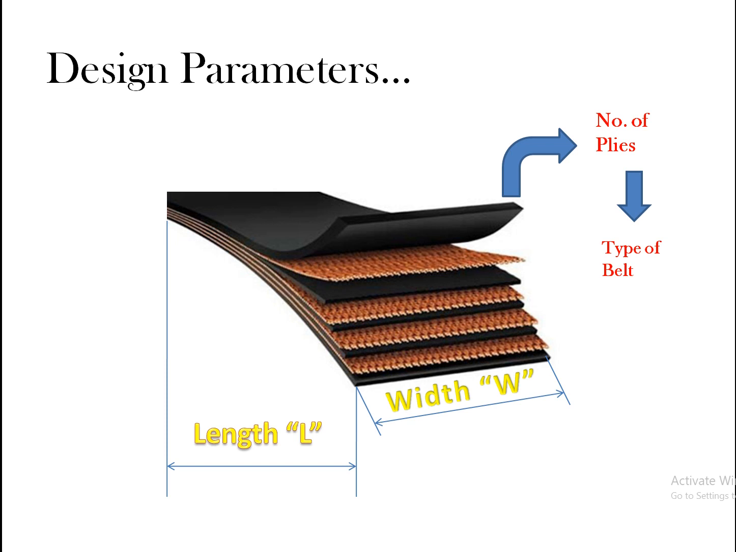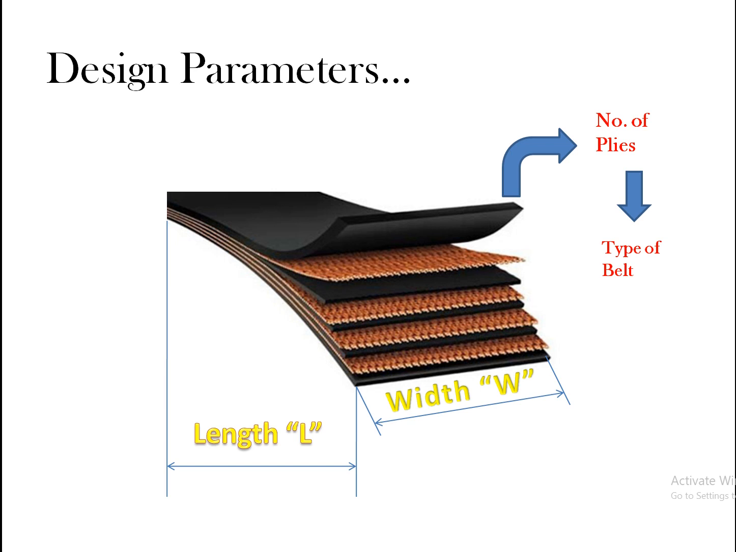Starting with the type of the belt, we have seen the different materials or types of belt being used, and based on that we'll first select the type of the belt. Then you need to find the number of plies, depending upon the power to be transmitted, followed by the basic dimensions, which are the width and the length. These are the basic design parameters.